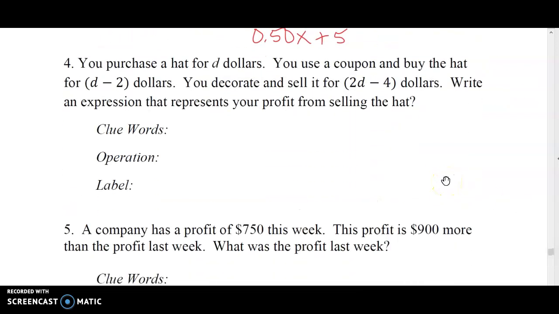You purchase a hat for $D. You use a coupon and buy the hat for D minus $2. You decorate it and sell it for 2D minus $4. Write an expression that represents your profit from selling the hat.